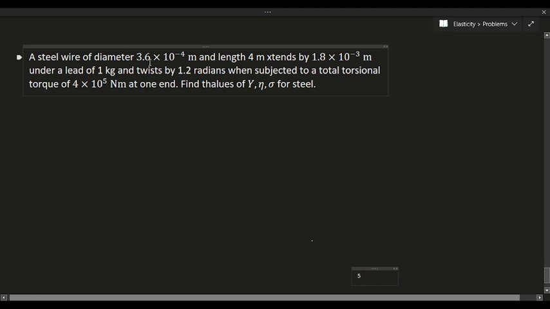A steel wire of diameter 3.6 into 10 raised to minus 4 meter and a length 4 meter extends by 1.8 into 10 raised to minus 3 meter under a load of 1 kg. And a twist of 1.2 radian is also produced when it is subjected to a torsional torque of 4 into 10 raised to 5 Newton meter. Find the values of Y, eta, and sigma, the Young's modulus, shear modulus, and Poisson's ratio.